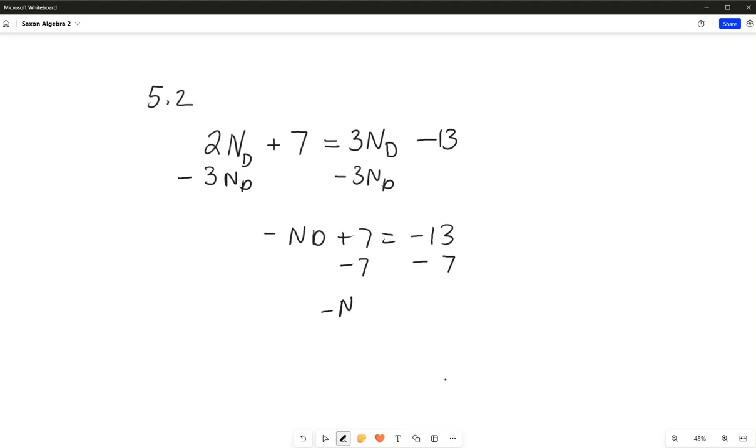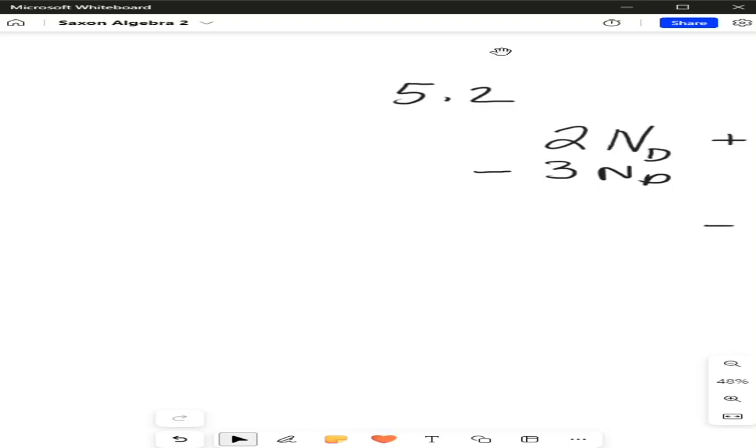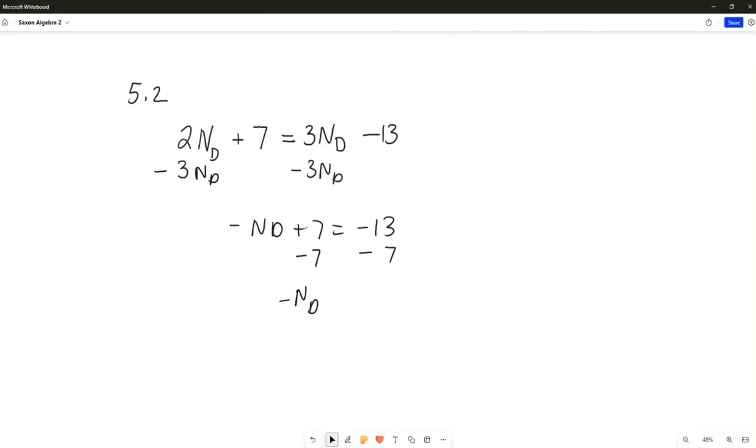Oops, I made that not a subscript. Okay, so 7, this should be negative 20. And then I'm going to divide both of these sides by negative 1, to get rid of that coefficient of negative 1. So the number of ducks is 20.